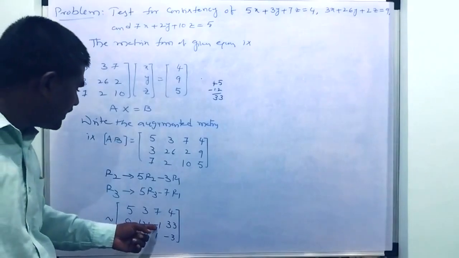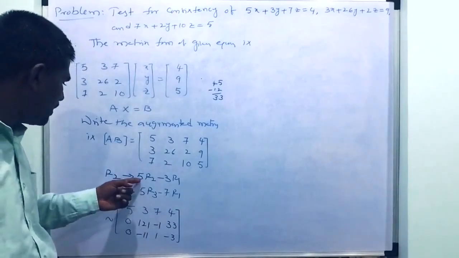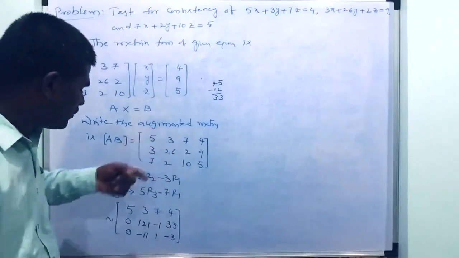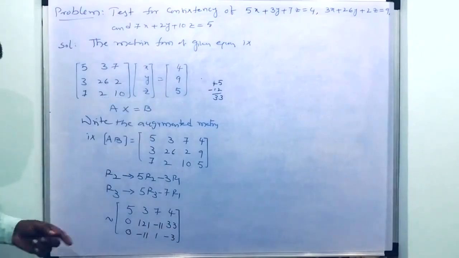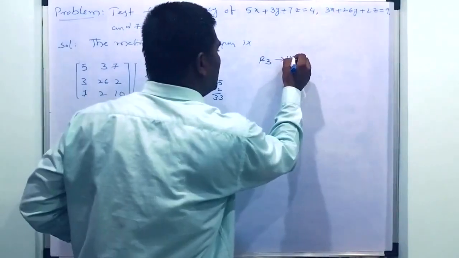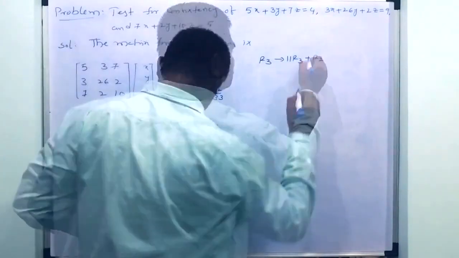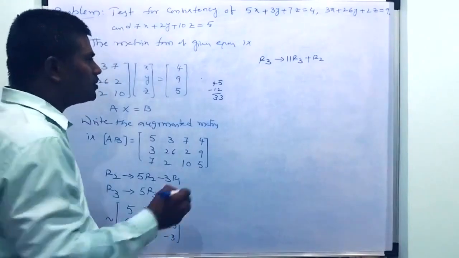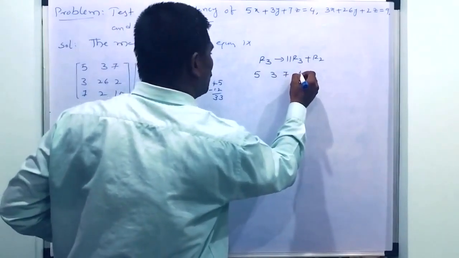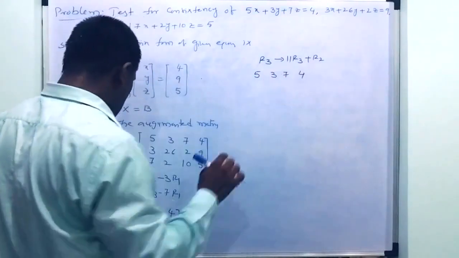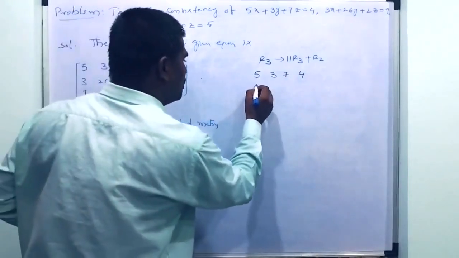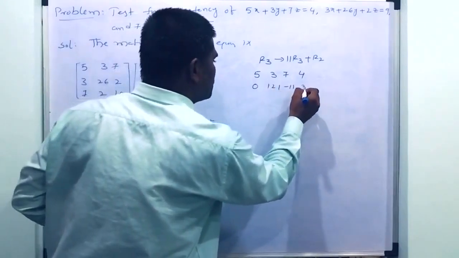Here let us see this element again. Here it is 5R2 minus 3R1, 5 2s are 10, minus 21, which is minus 11, not minus 1. Now use this element and make this one as 0. R3 tends to 11R3 plus R2. Then we can see that there is no change in the first two rows, which is 5, 3, 7, 4, and coming to the second row, 0, 121, minus 11, 33.